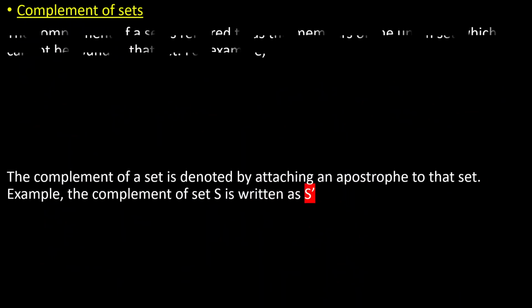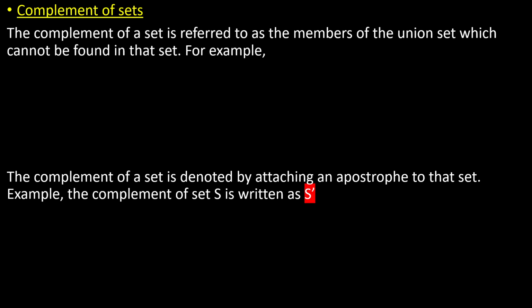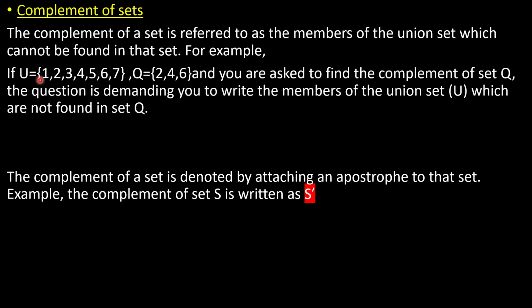Let's start with the complement of sets. The complement of a set is referred to as the members of the union set, or the numbers in the union set, which cannot be found in the set you are being asked of. So, for example, if U equals 1, 2, 3, 4, 5, 6, 7, the U means union, Q equals 2, 4, 6, and you are asked to find the complement of set Q.